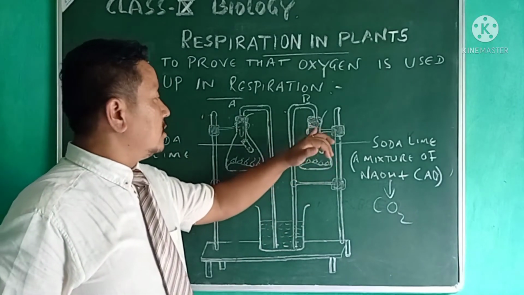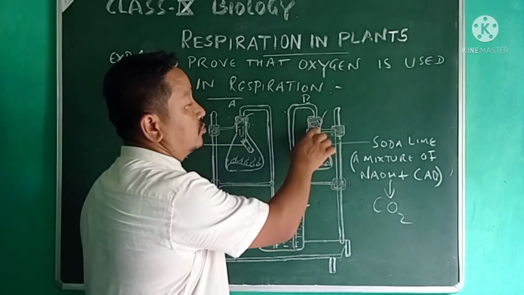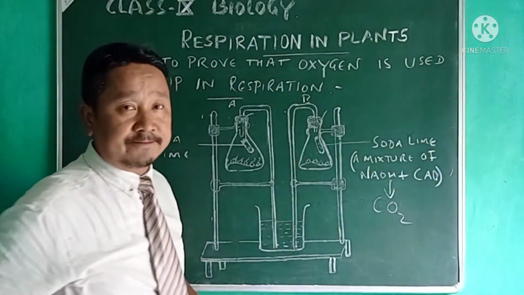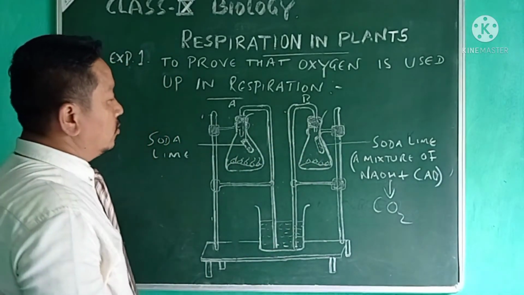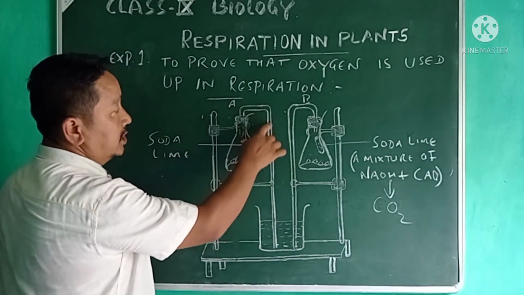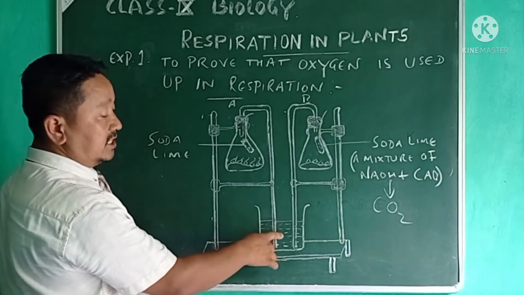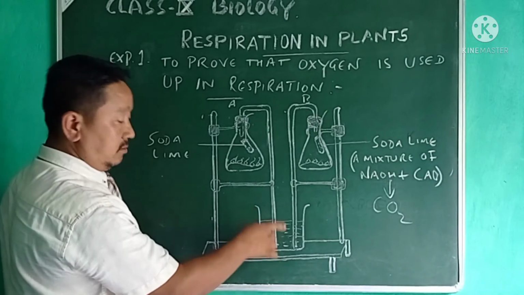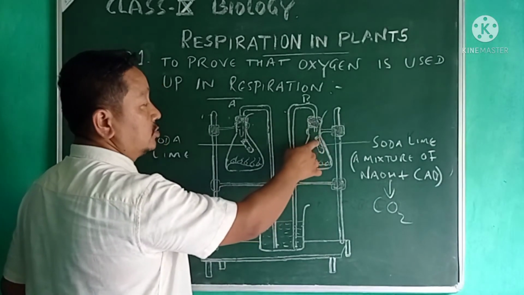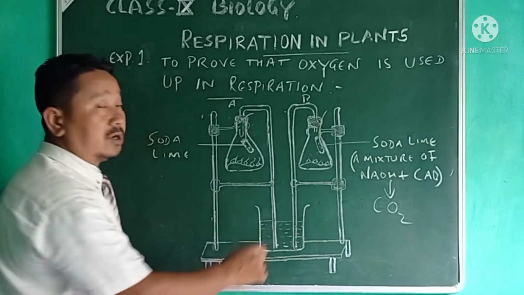And this is hung in such a way that the free end of the thread is taken out through this cork, so that it can be nicely hung inside. Now you see the delivery tube coming from both the flasks. From flask A, the delivery tube comes out and goes into the beaker kept on the table. This beaker contains water, and from the other flask also the delivery tube comes out and goes into a beaker which already contains water.